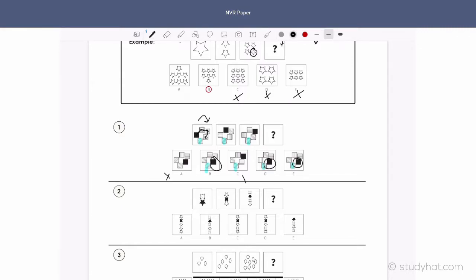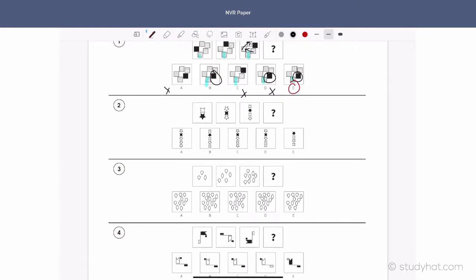We'll get rid of C. And then the black one has moved here. This diagonal one here is going to move here. So that could be not D, but it could be B or E. And then this vertical one is going to move into the horizontal position. So we're going to want answer E.